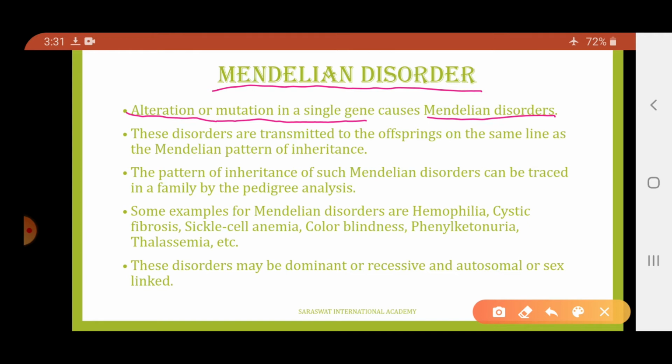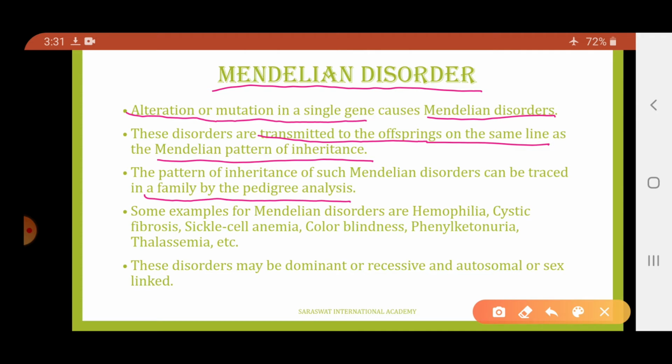Now basically the Mendelian disorders are transmitted to the offspring on the same line as the Mendelian pattern of inheritance. We have studied the Mendelian pattern of inheritance. Parent generation, then from parent generation it is transmitted to the offspring. So the same pattern is followed by the Mendelian disorders. Now they can be traced. How can we trace this Mendelian disorder? So basically by the pedigree analysis.